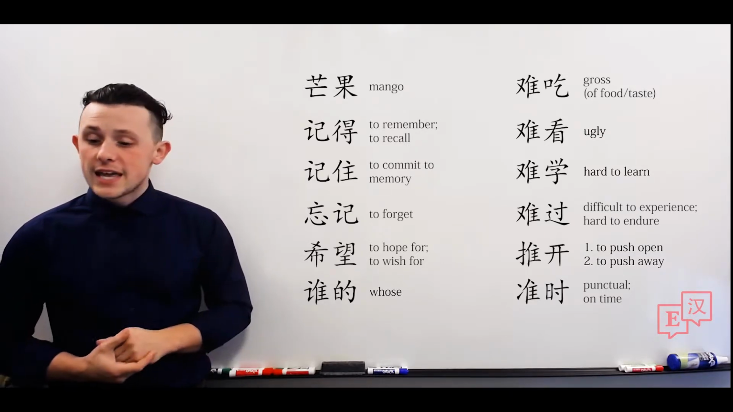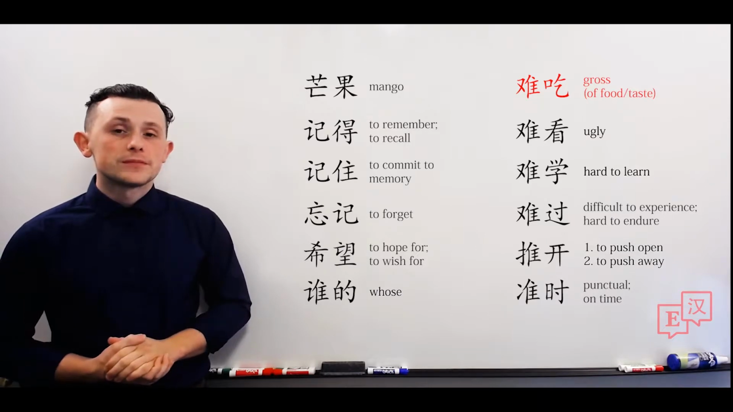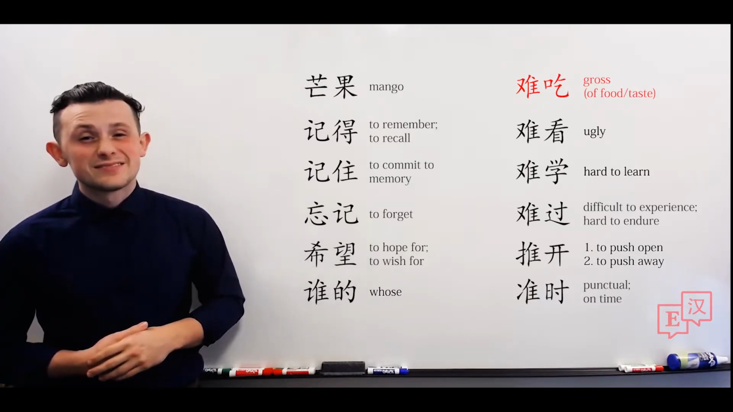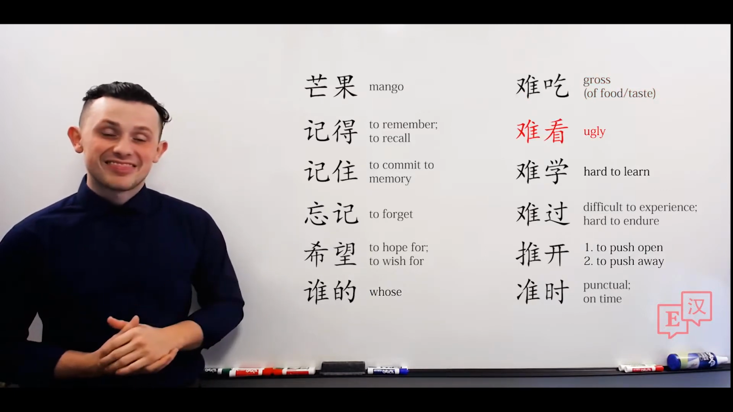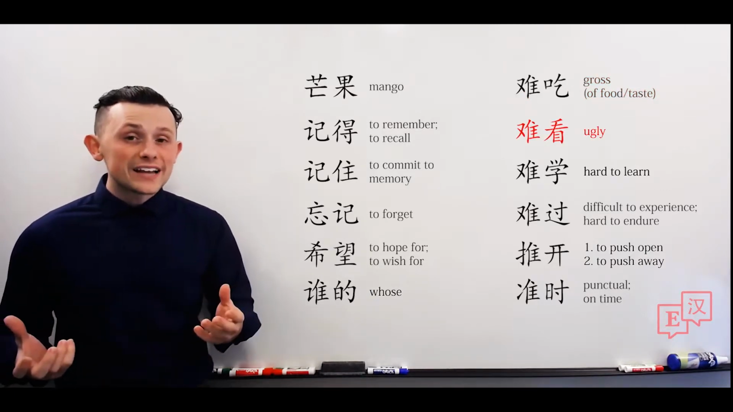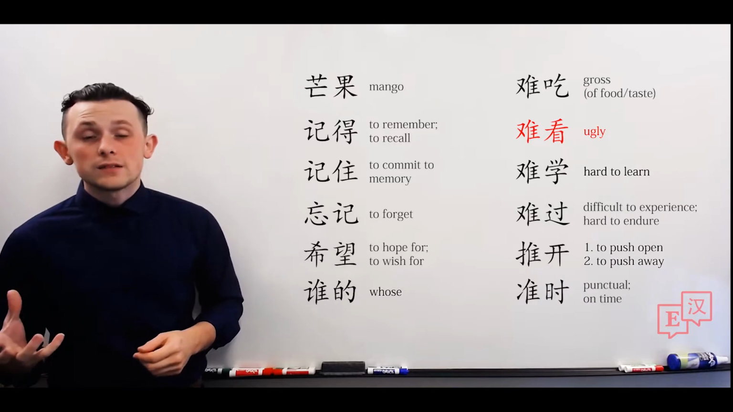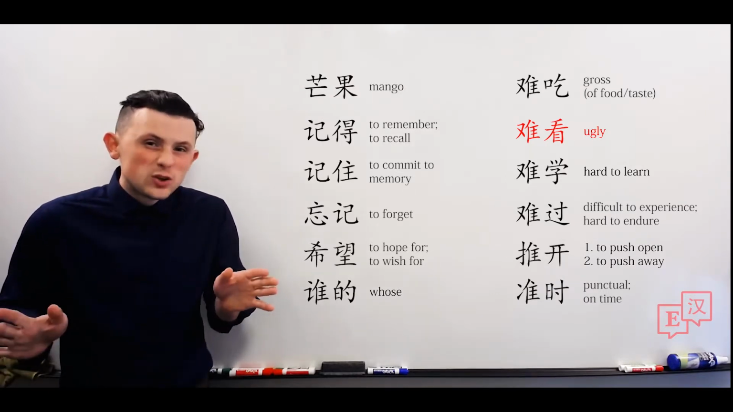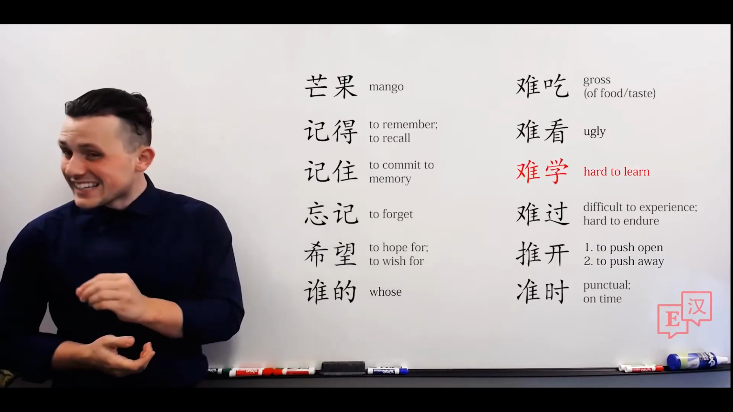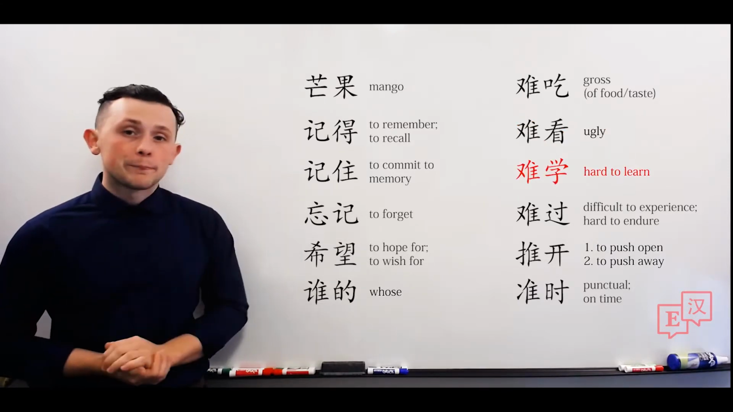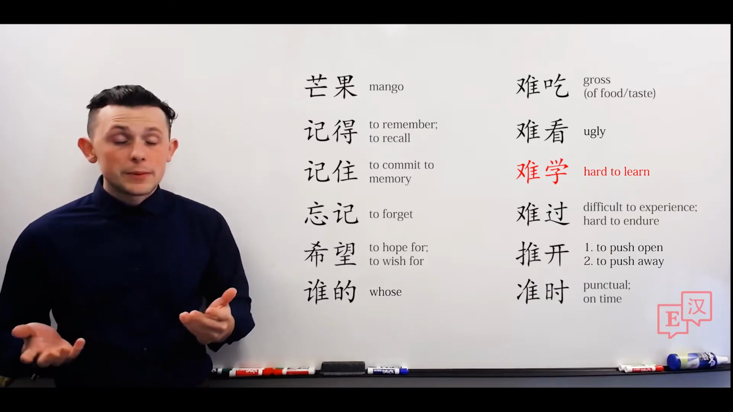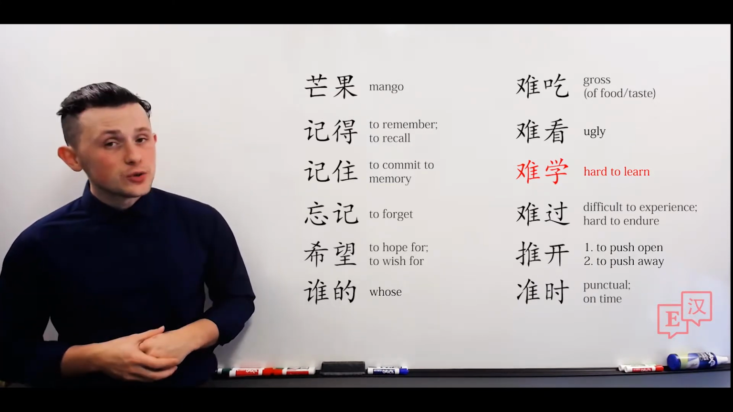So, 难吃, difficult to eat or bad tasting. 难看, difficult to look at or ugly, or in the case of a book or movie, bad, just bad to watch. 难学, difficult to study. Some people say 中文很难学.